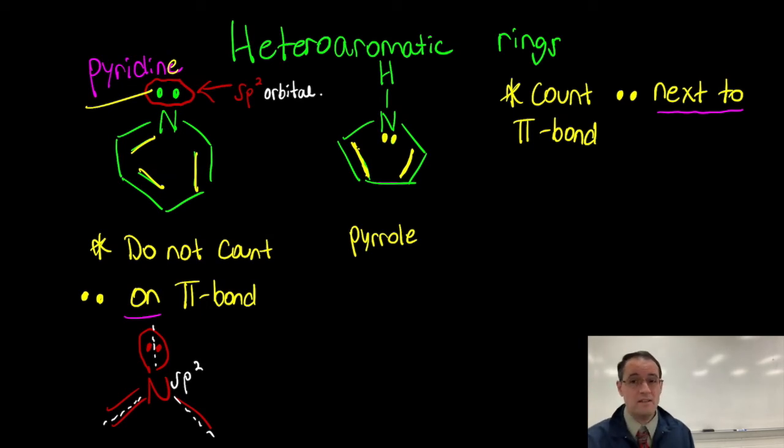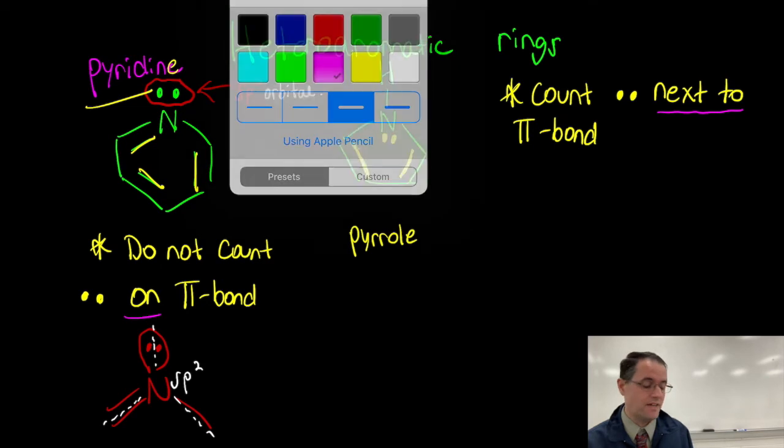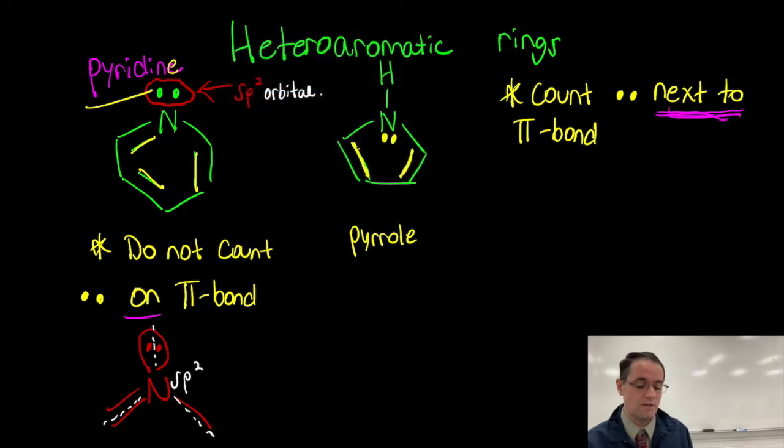So why are we counting those lone pairs on nitrogen? Well, because they're next to a pi bond, so we count them. If they're next to the pi bond, and I tried to highlight it here in purple, you count them. If they're on the pi bond, you don't count them.